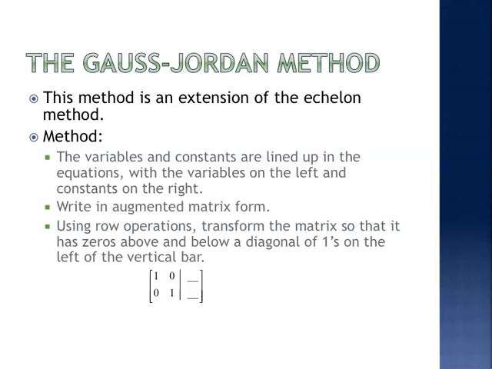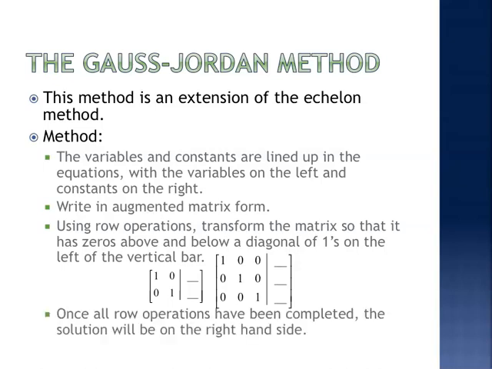So on the left here, you see how there are 1s going across the diagonal, and then 0s everywhere else. If you had 3 equations and 3 variables, this is what it would look like. So you have 1s again along the diagonal, and you have 0s everywhere else. Once you've completed all row operations so that you have this diagonal of 1s, this is what we call the identity matrix. Once you have that, then your solution is going to be what's on the right-hand side, what I have right now written as blanks.